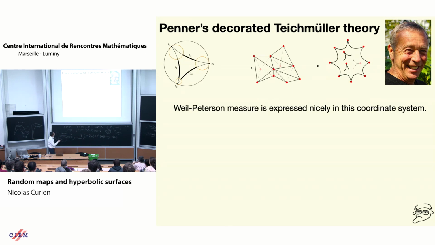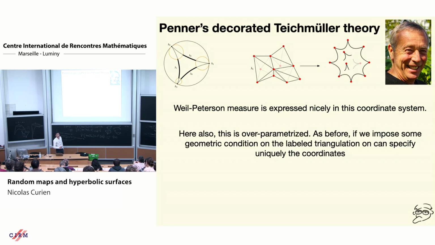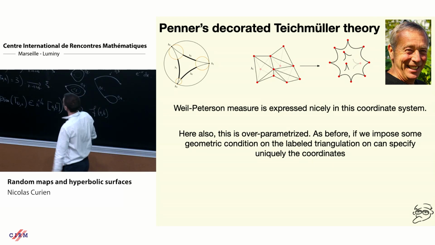Again, side remark, the Weil-Petersson measure that we considered before is nicely expressed in this coordinate system, but we've got the same problem here. We can think of this construction as another combinatorial construction of hyperbolic surface. Remember, we had this gluing of pairs of pants to get a hyperbolic surface, and this gluing was way over-parameterized. We have many ways to get the same hyperbolic surface. Here also, there are many triangulations and many decorations of the length that will get to the same hyperbolic surface. So it's way over-parameterized.